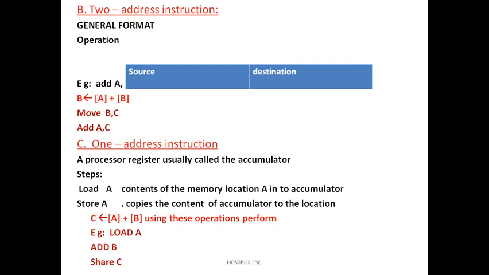I'm repeating again. Here a processor register, usually called the accumulator, is used. For example, add A means the contents of memory location A is added to the contents of the accumulator and the sum is placed in the accumulator. Remember.